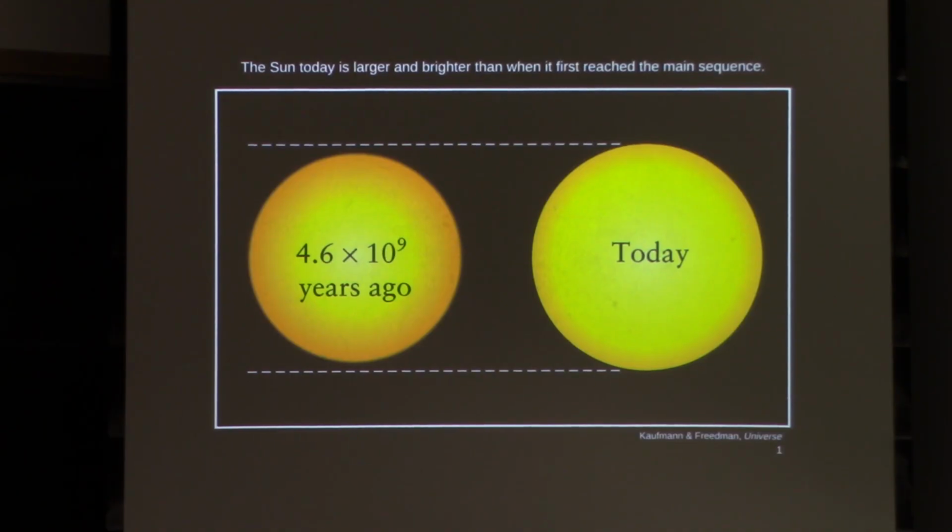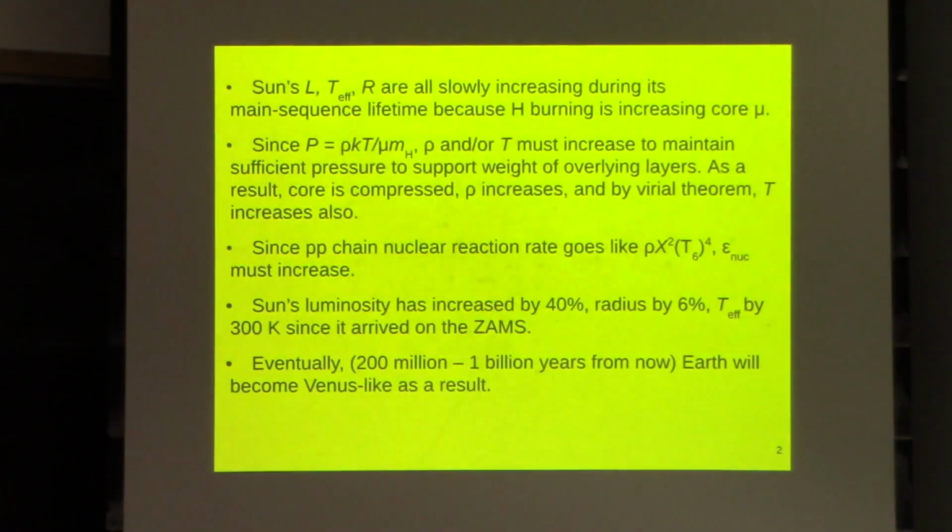Here's a comparison of the sun 4.6 billion years ago and the sun today. The size is supposed to be accurate. The brightness comparison is obviously just kind of illustrating the idea that it was dimmer and cooler back then. Why? Why was it dimmer and cooler?